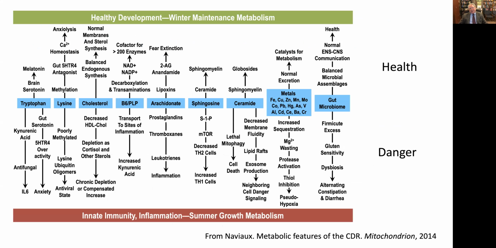Well, so how does this fit again with the cell danger response? It turns out, when we described the metabolic features of the cell danger response in a paper that came out in 2014, when we were looking at metals, we noticed that in the danger side of the response, there was actually increased sequestration as a biological response to toxic threat, to sequester these potentially toxic metals away from sensitive organs like the brain.